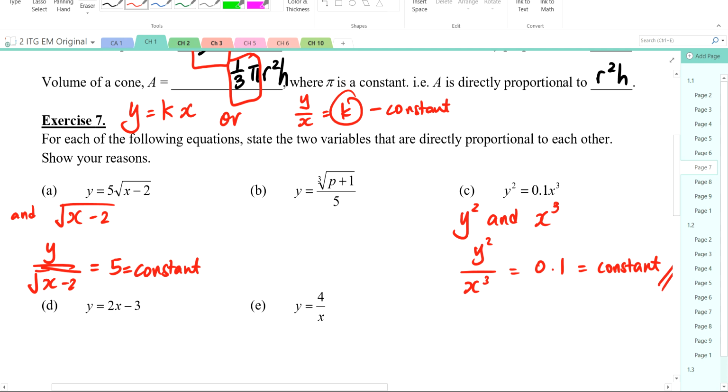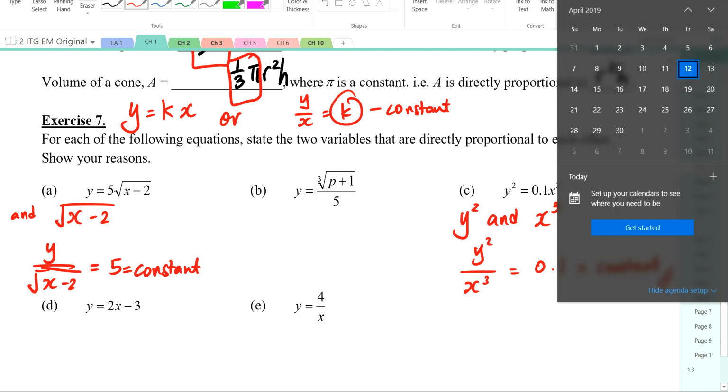So how much time do you think you need for B, D, and E? 1 minute can? No, just divide only. 2 minutes. You have 2 minutes until 10:30.